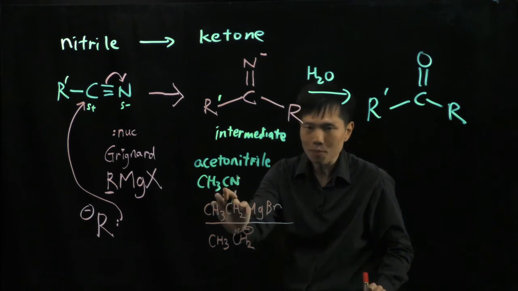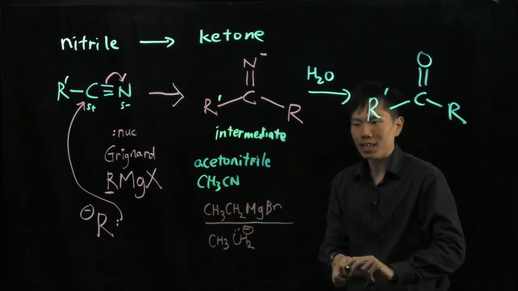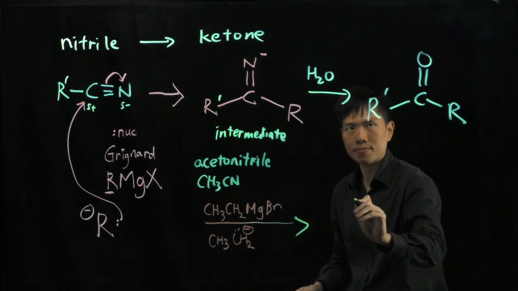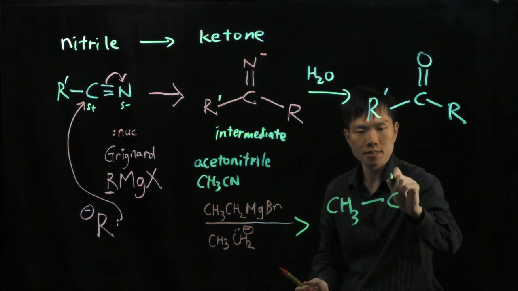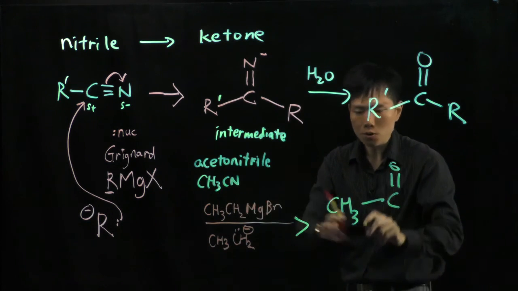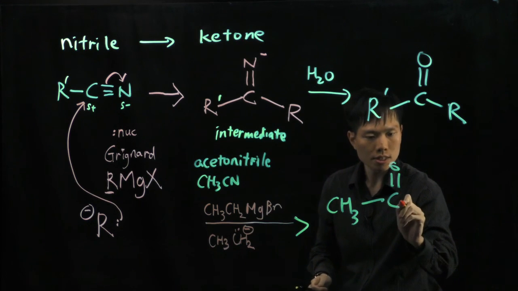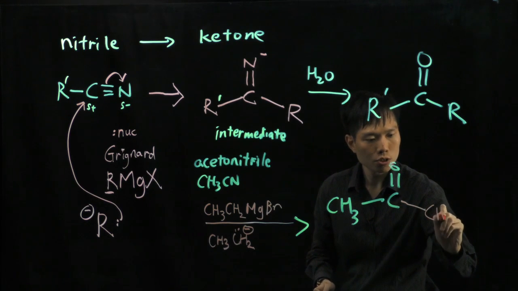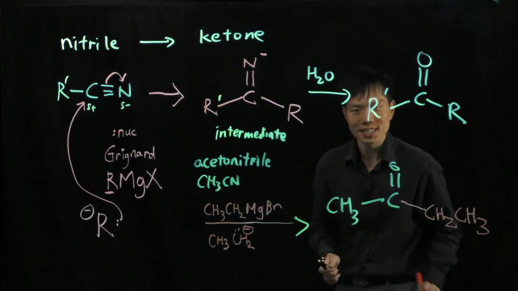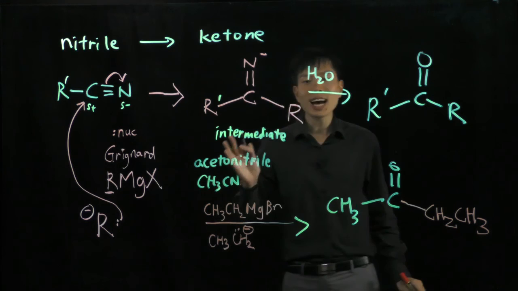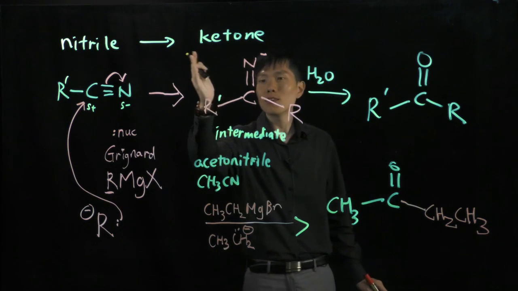This will attack this carbon of the nitrile group, and in the end, what do you have? The methyl group of the CN will stay. The CN becomes a CO, and then now the CH2CH3 joins in. And this is how you form a ketone from a nitrile.